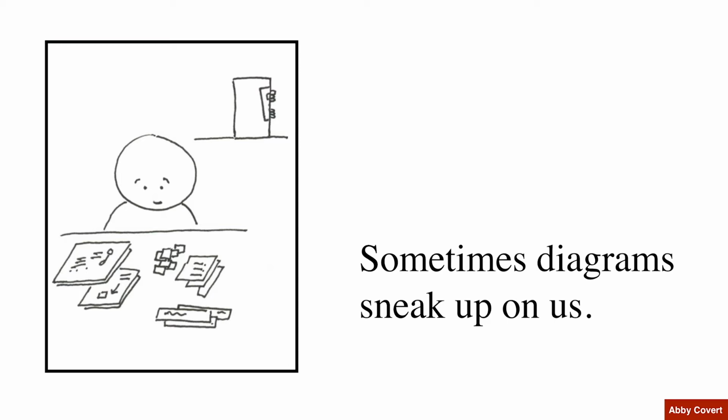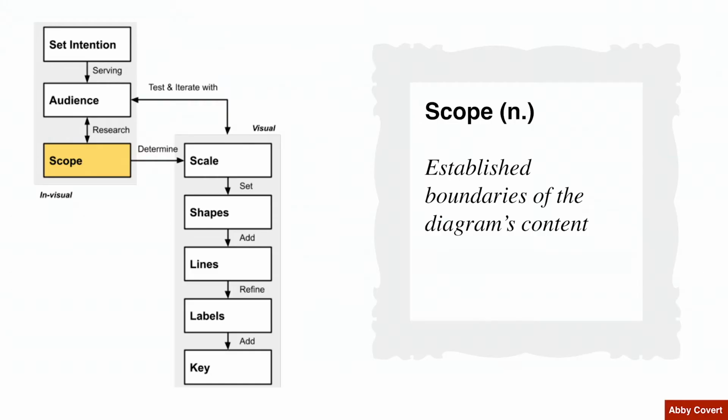Simply put, diagrams sneak up on us. Sometimes we don't even know we are making a diagram until we're deep in the process of making it. But just because we wake up and suddenly find ourselves with a diagram doesn't mean that those early parts of the process didn't happen. Sometimes our audience and our intention are set long before we know we're having a diagram at all. Our next and last stop on this in-visual on-ramp to diagramming is to scope our diagram.